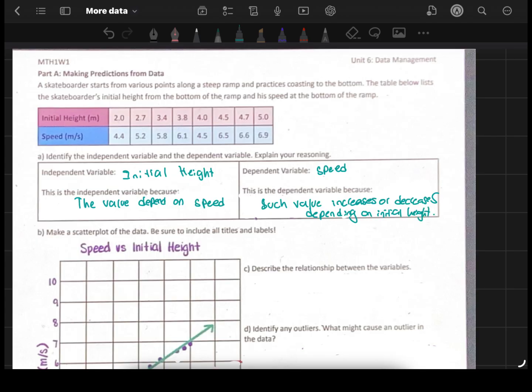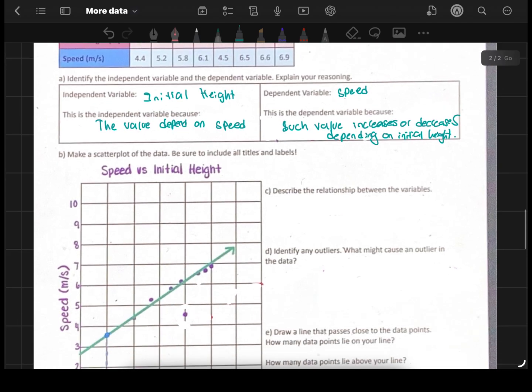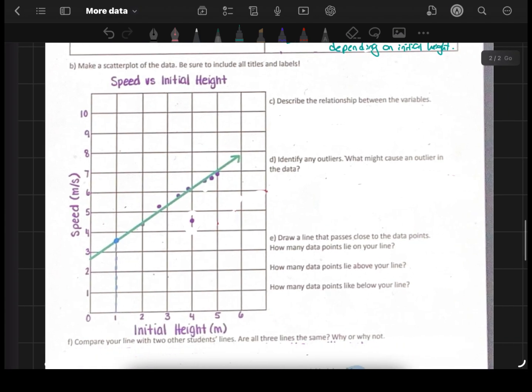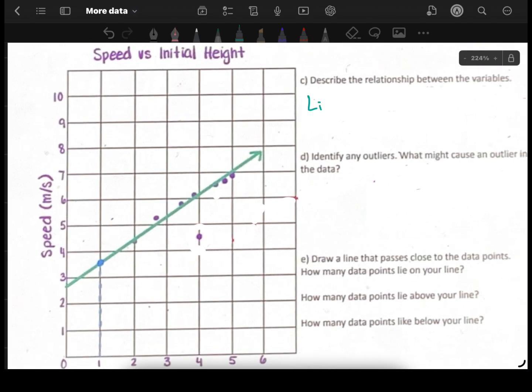Now here it's asking us to make a scatter plot, which I won't be doing. It's already done here. And it's asking us to describe the relationship between them. So I'm going to say, first of all, this relationship is linear. It is a positive relationship.